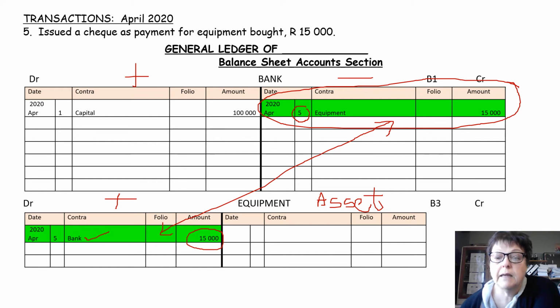Double entry means each transaction, double is 2, must have an effect on 2 accounts. There are the 2 accounts. One account will be a debit, in this case equipment, because we bought equipment and equipment therefore is increasing. And the other account is bank. Why? Because we paid for the equipment, meaning we spent money. Bank being an asset decreases on the credit side. So the equipment increased and the money in the bank decreased.